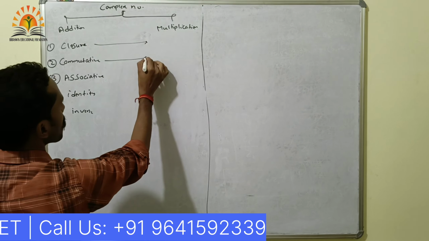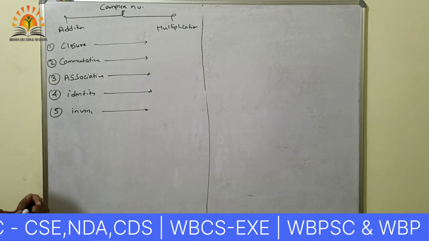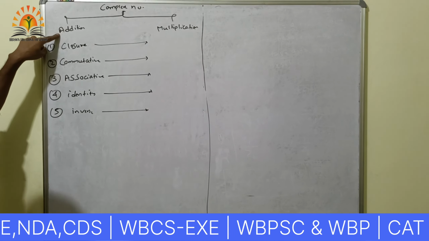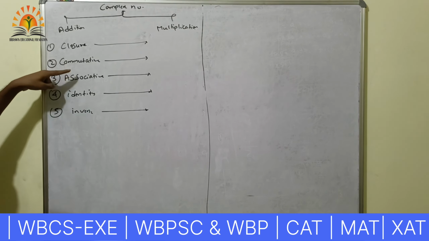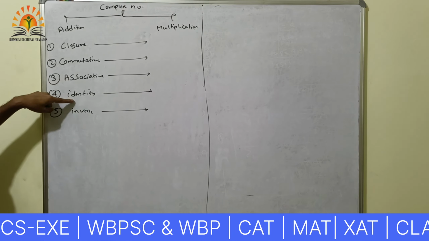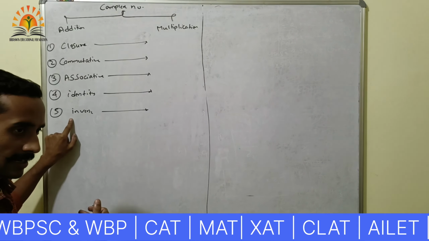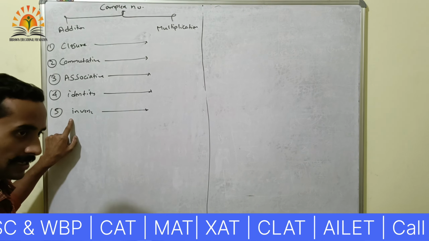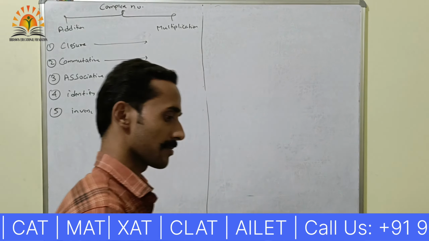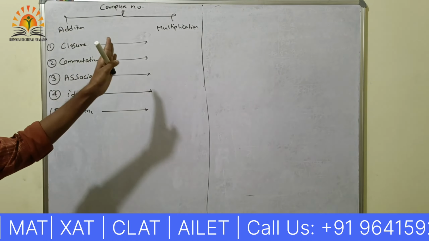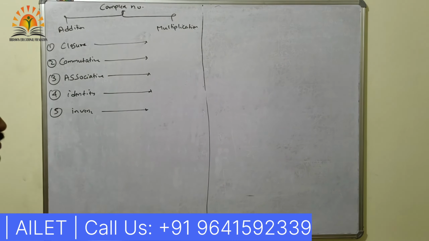Closure property, commutative property, associative property, identity, inverse. Means in addition of complex numbers, you find closure property, commutative property, associative property, identity, and inverse. Can you write this or not? Yes. I will do it for the number system. First we discuss the property, and after that we can give the examples of that.